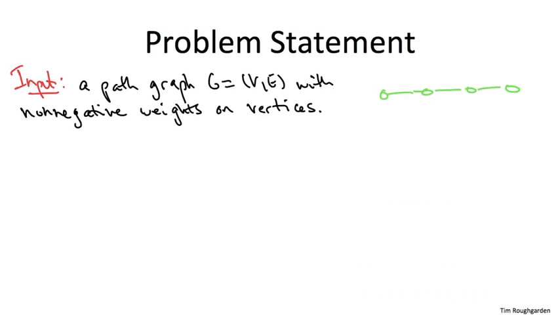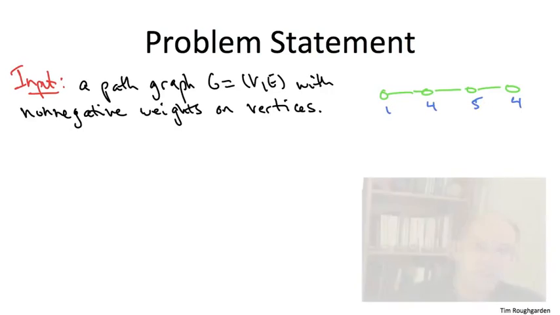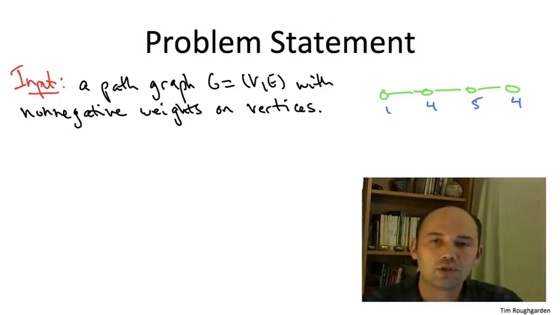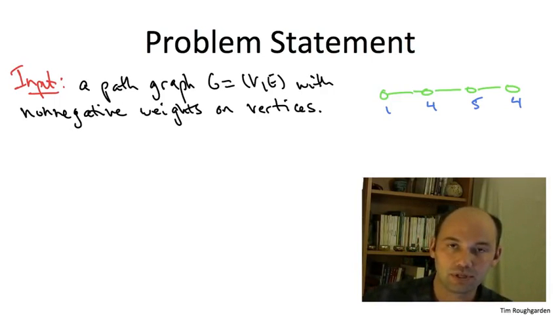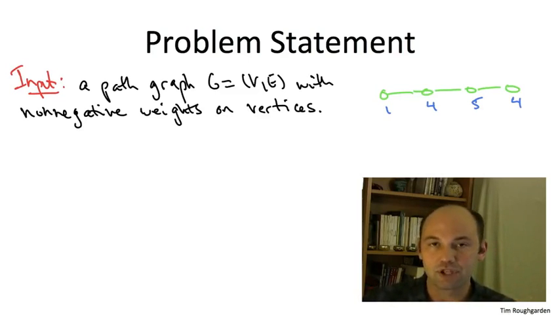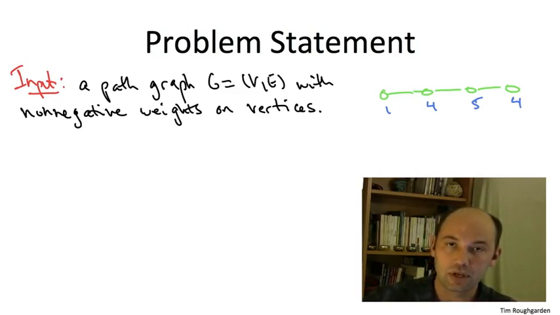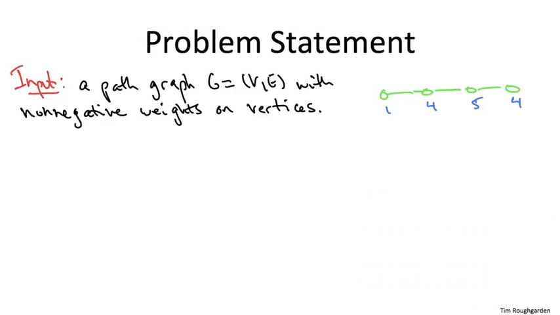For example, here's a path graph on 4 vertices, and let's give the vertices the weights 1, 4, 5, and 4. The responsibility of the algorithm is going to be to output an independent set. What that means is a subset of the graph's vertices so that no 2 vertices are adjacent. So in the context of a simple path graph, it just means you got to return some of the vertices and always avoiding consecutive pairs of vertices.